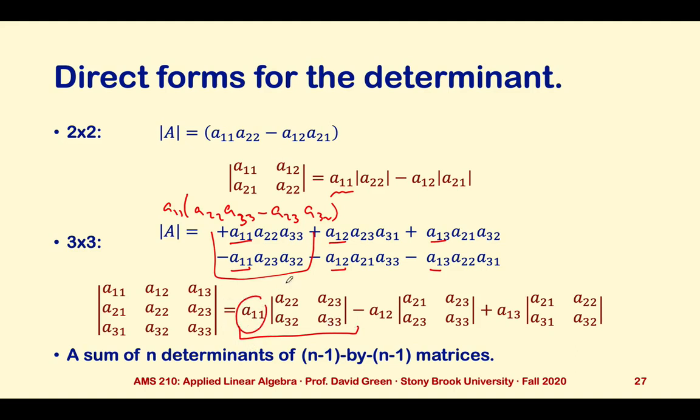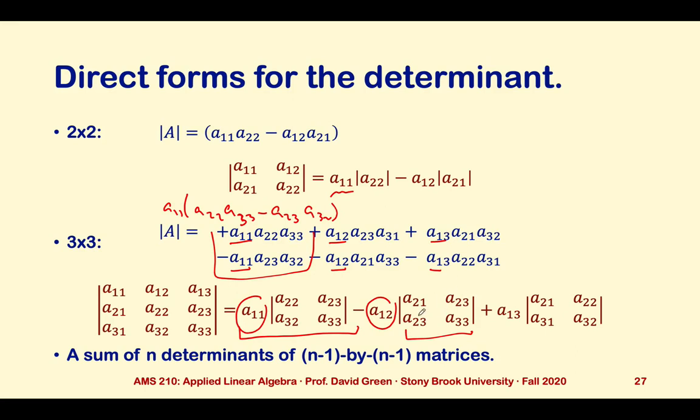A11 multiplied by the determinant of a matrix whose elements are A22, A33, A23, and A32. We can do a similar analysis to each of these other terms, and we get A22 multiplied by a determinant of another 2 by 2 matrix. A21 times A33 gives us this term here.